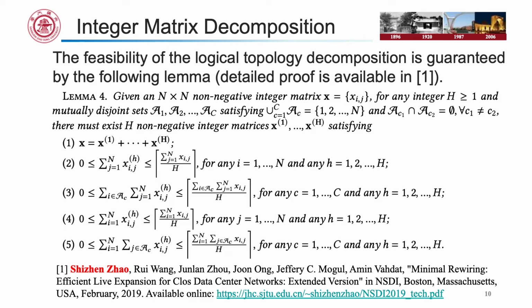The feasibility of the topology decomposition is guaranteed by the integer matrix decomposition theorem. I proved it in one of my previous papers. If you are interested, you can refer to that paper.